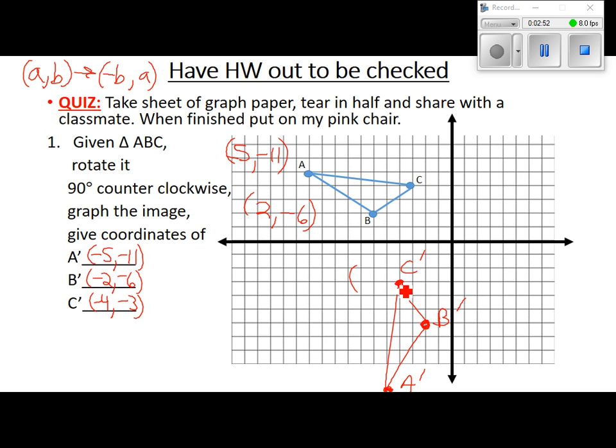If I came up with a shape that looked like this, then what do I know? Yeah, you're wrong. I probably counted wrong somewhere. Go back and fix it. Alright? So that's what it should look like. That's going to be where your points come from.